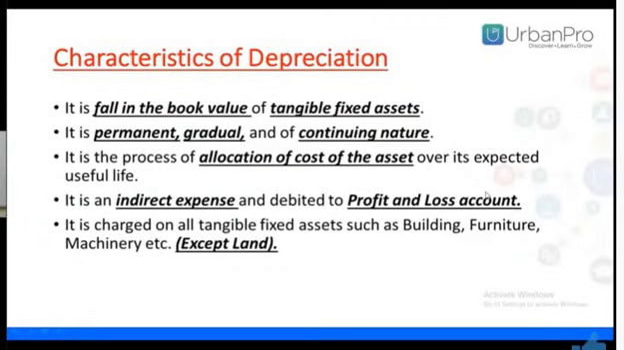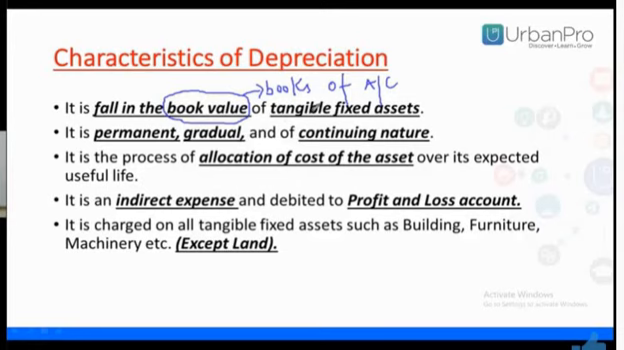Now let's understand the characteristics of depreciation. Like what are the features you can say in depreciation? First one is, depreciation is a fall in the book value. What is book value? The value which we show in books of accounts is called book value. Okay.